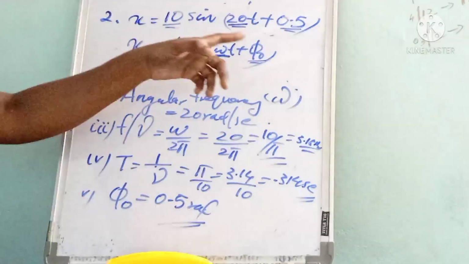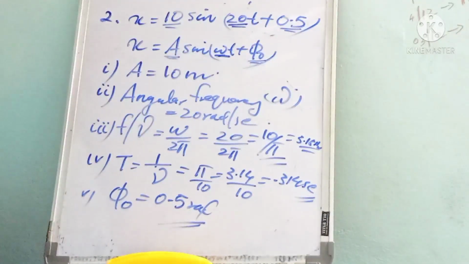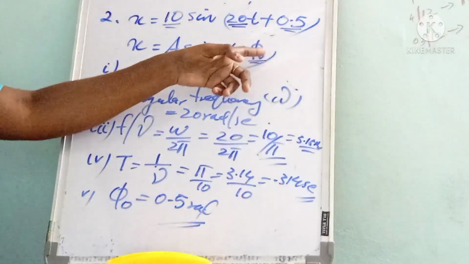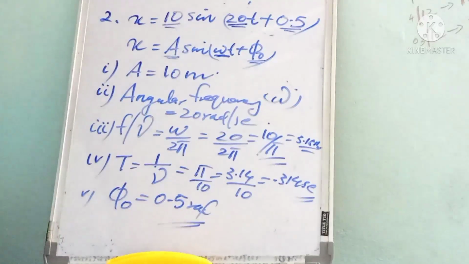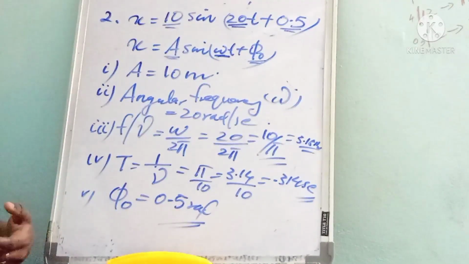Next, we have to calculate the initial phase. Here phi naught represents the initial phase, and in its place here it is 0.5. So the initial phase is 0.5 radian. Okay, all of you got it?